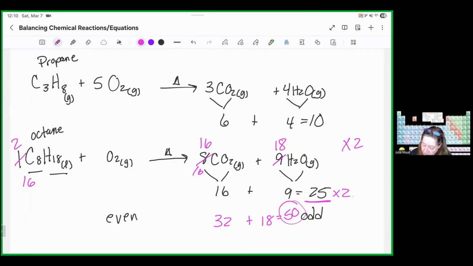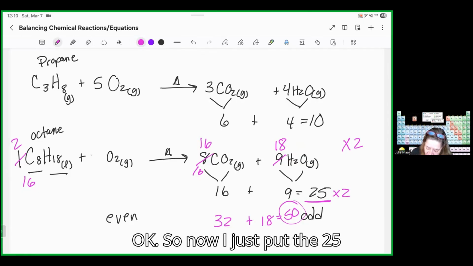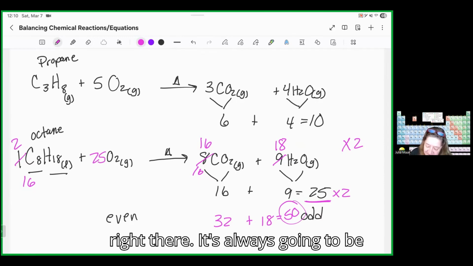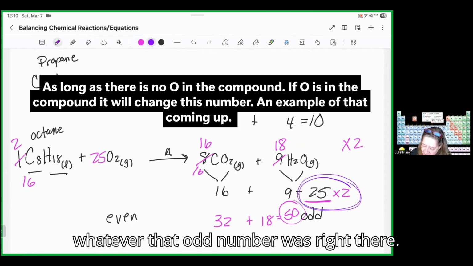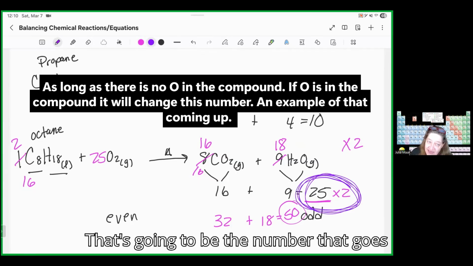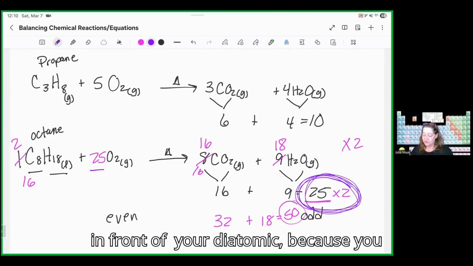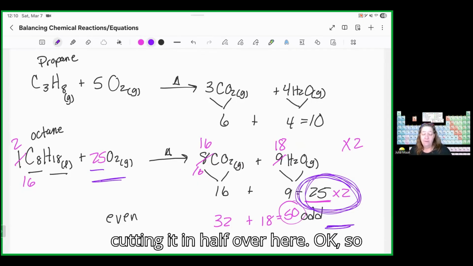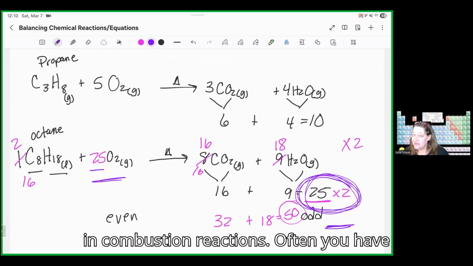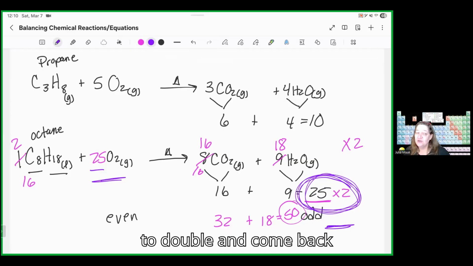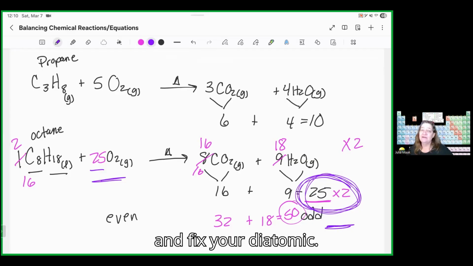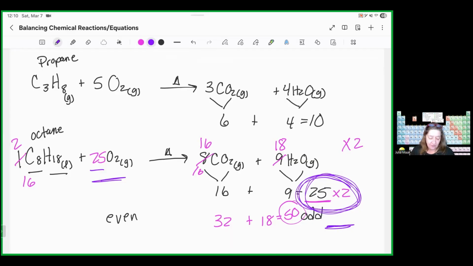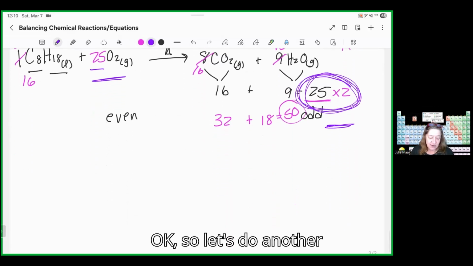Okay. So now I just put the 25 right there. It's always going to be whatever that odd number was right there. That's going to be the number that goes in front of your diatomic because you doubled it over here. Now you're cutting it in half over here. Okay. So in combustion reactions, often you have to double and come back and fix your diatomic. Okay, so let's do another one.